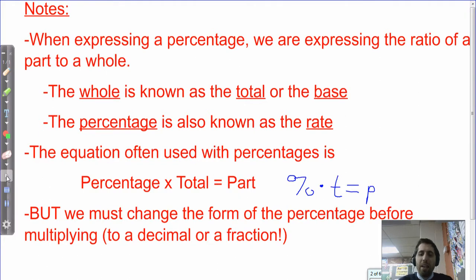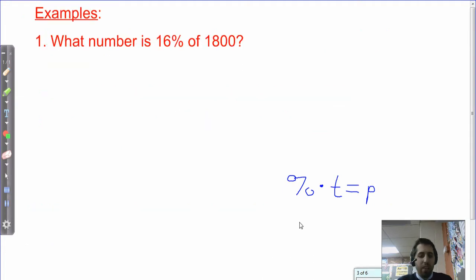What we have to think about is that we usually don't multiply by percentages. We multiply by fractions and decimals. So we'll change that percentage, 15%, into a fraction, like 15 over 100, or we'll change it into a decimal, like 15 hundredths, 0.15, and then we'll multiply by the total. And that would spit out the part for us. So that's an important distinction to make. So let's move forward and see how it works out in some examples.